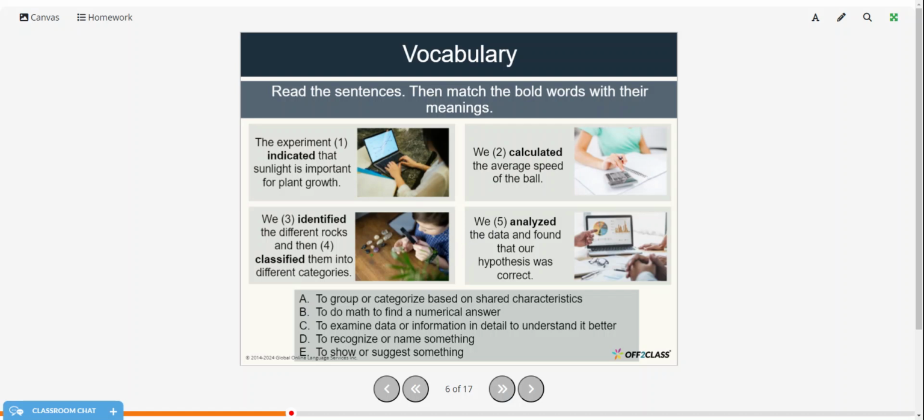So to group or categorize based on shared characteristics would be number 4, classified. To do math, to find a numerical answer, that would be calculated. To examine data or information in detail to understand it better, that would be analyzed. To recognize or name something would be identified. And to show or suggest something would be indicated.